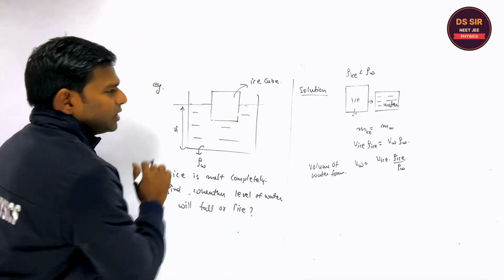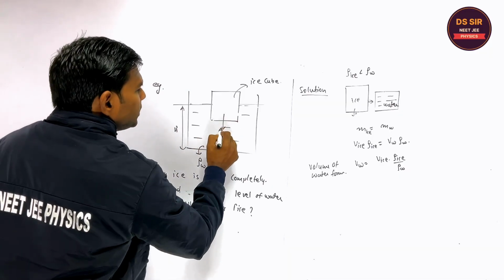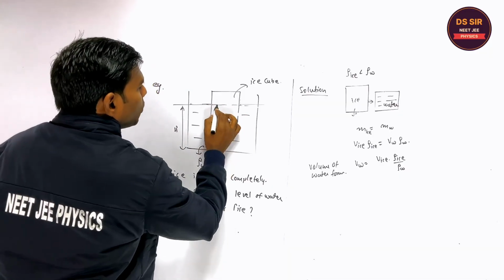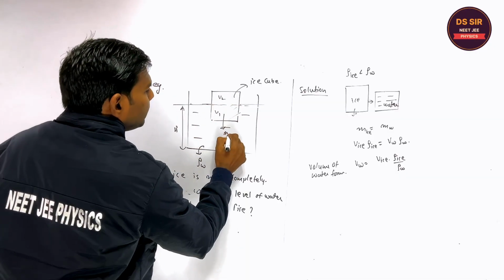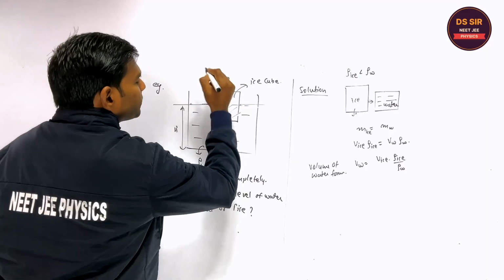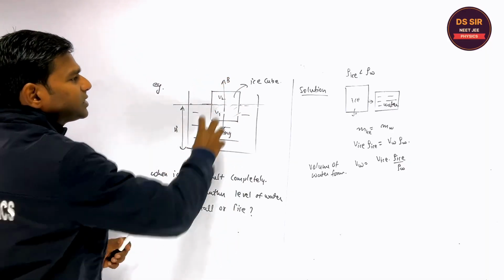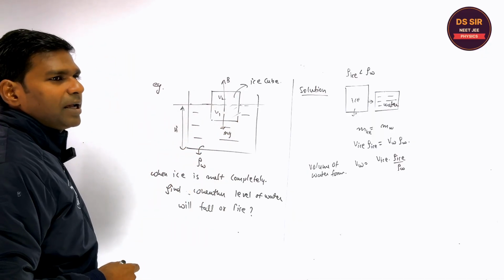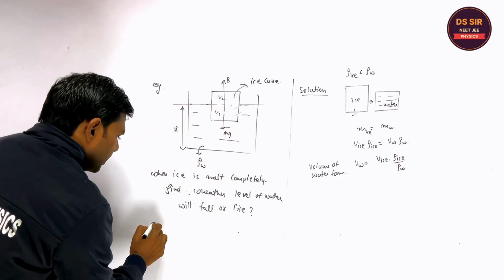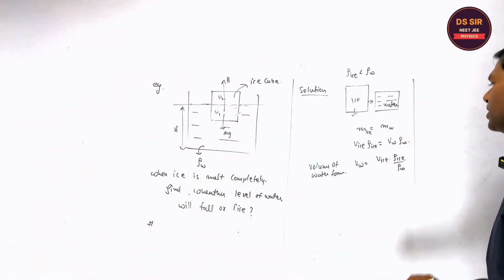Now, in this case, if this is the mg, this is the volume V1, this is the volume V2, and the buoyancy force is acting. So what is the volume displaced by this ice? Can you tell me? V1 is the volume displaced by the ice. I am writing on this side.